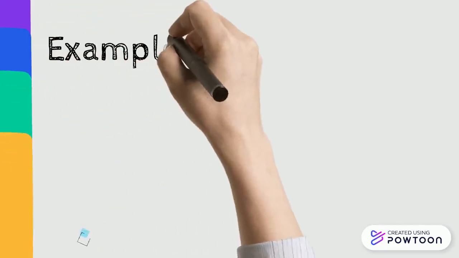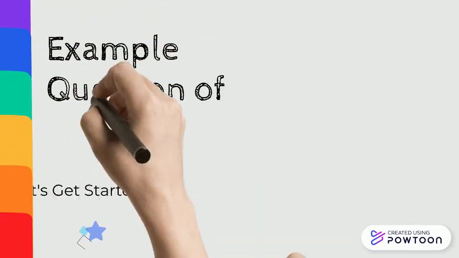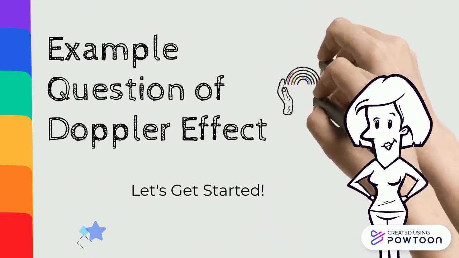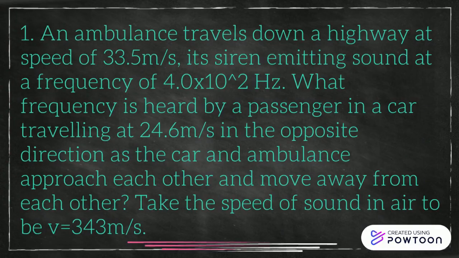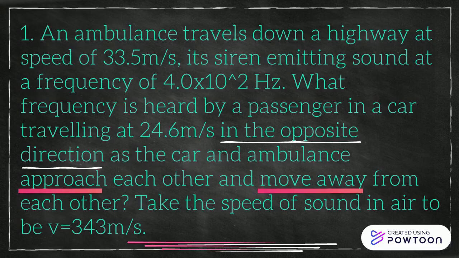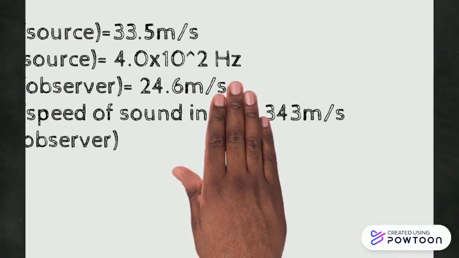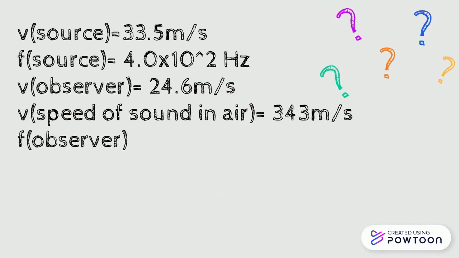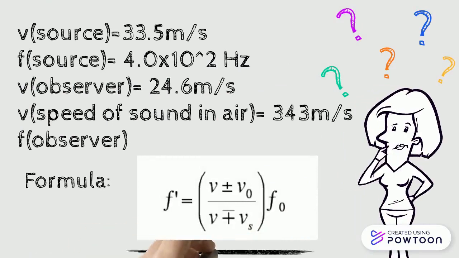For this part, we're gonna take a look at some example questions of Doppler effect. For the first question, we need to find the frequency heard by a passenger in a car traveling in the opposite direction as cars and ambulance approach each other and move away from each other. This is the information that we can extract from the questions, and for these questions, we're going to use this formula to solve the problems.